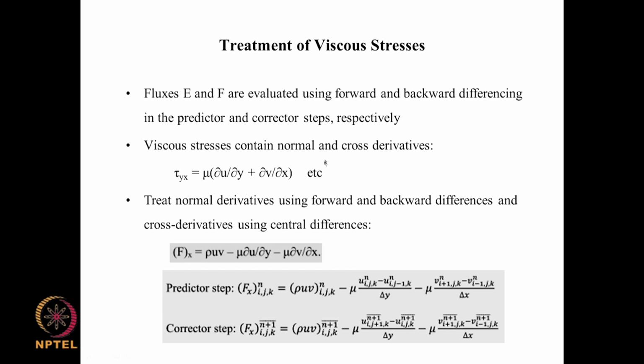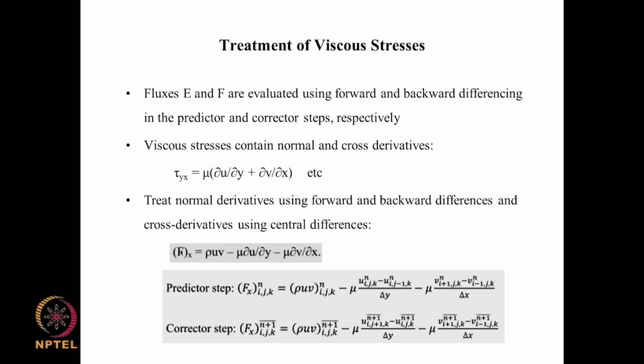So, the result of the viscous stresses is that there are some components which appear with cross derivatives, that is dou x dou y here, and some which appear as normal derivatives, dou square x. Similarly, we can have dou square y and dou x dou y terms when we consider other things. So, how do we treat these terms? The prescription is to treat normal derivatives using forward and backward differences and cross derivatives using central differences.